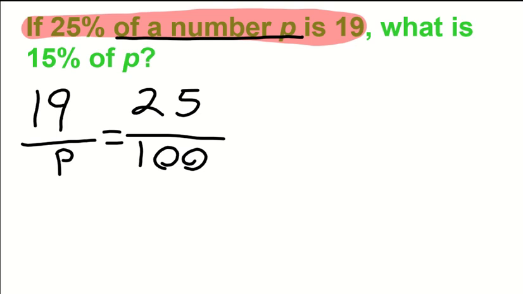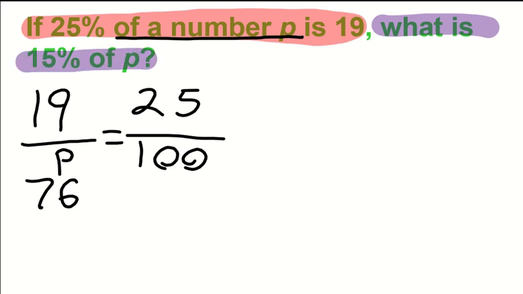So we solve just like we would. We got 19 times 100 divided by 25. And that's giving us 76. That's what P equals. That's not the answer. We still got the second part, right? So with the second part, it says what is 15% of P?